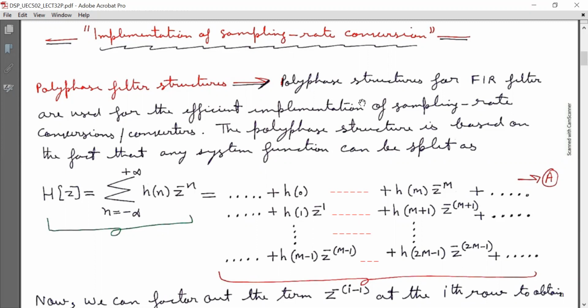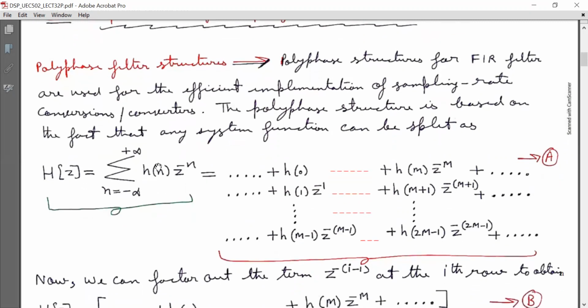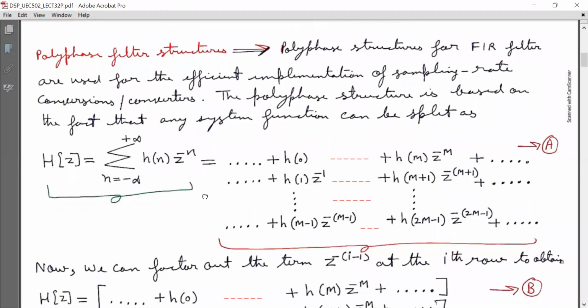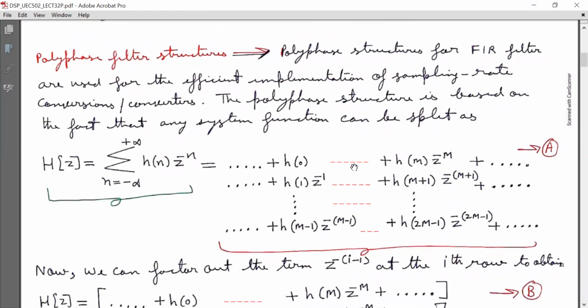as shown in equation A. That is, the system function of the filter is H(z), which is equal to the summation n running from minus infinity to infinity of h[n] z^(-n). Now we will expand this series in a particular fashion. In this column, I will make the entries h0, h1 z^(-1), up to h(m-1) z^(-(m-1)), and go on making entries in different columns like this.